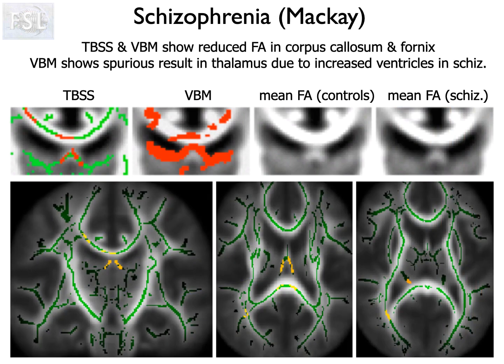And this approach has been very successful in a number of applications. In this example, we have mean FA in healthy controls and schizophrenics. If we do TBSS, you can see that there are some regions here where you can see a difference in FA between the healthy controls and schizophrenics in the corpus callosum and in the fornix.